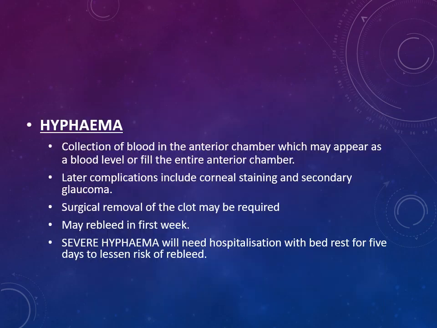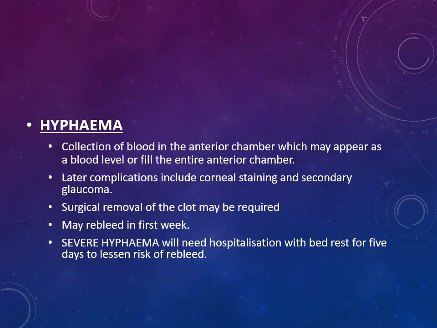The second possible complication is hyphema, which is defined as a collection of blood in the anterior chamber, and it appears as a blood level or filling part or the whole anterior chamber. Presence of hyphema in the anterior chamber may result in complications such as corneal staining and secondary glaucoma.